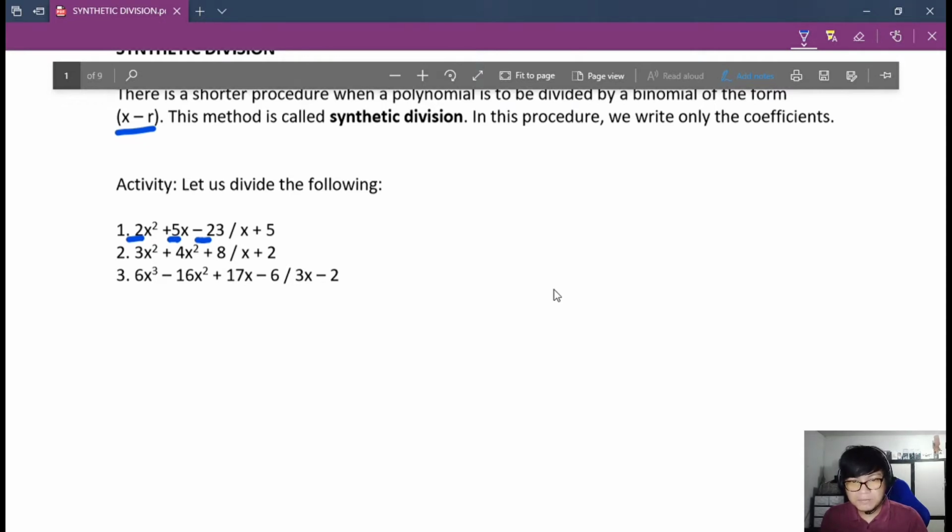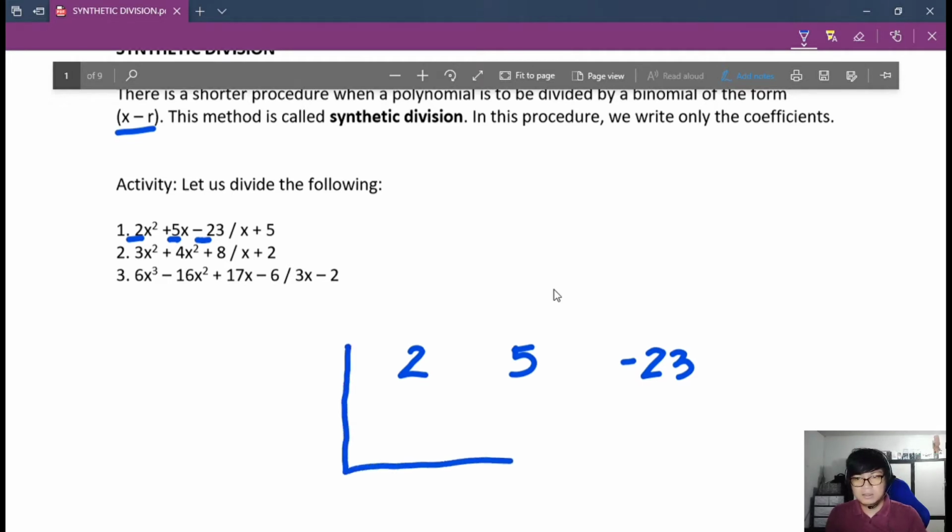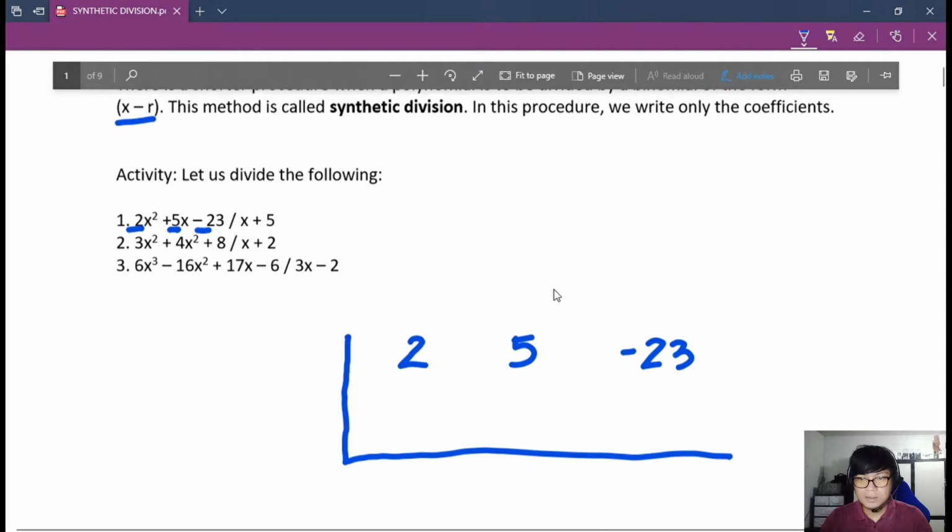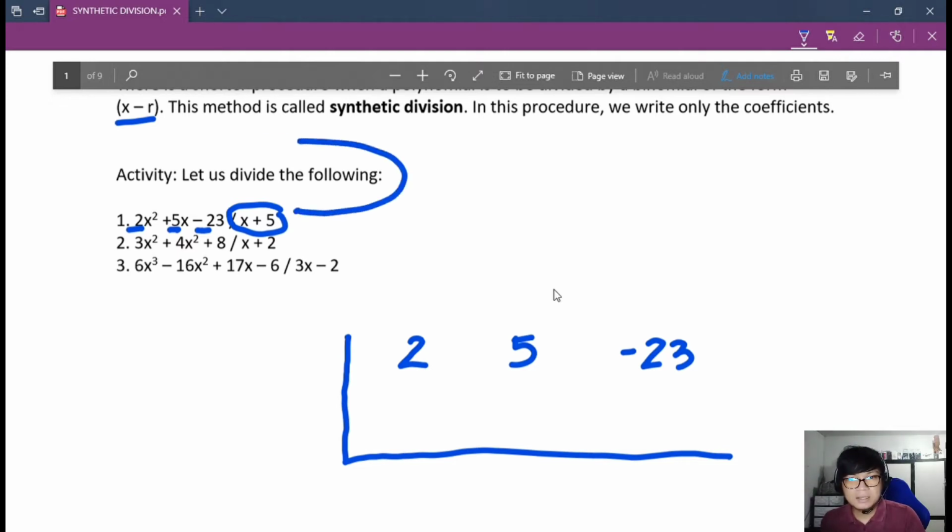So we will write first 2, tapos 5, negative 23. Then gagawa tayo ng malaking line divisor. Ito siya, the divide sign. And after that, hanapin natin yung divisor. Ang divisor natin ito. Pero since coefficient lang ang kailangan natin, ito yung format, di ba?